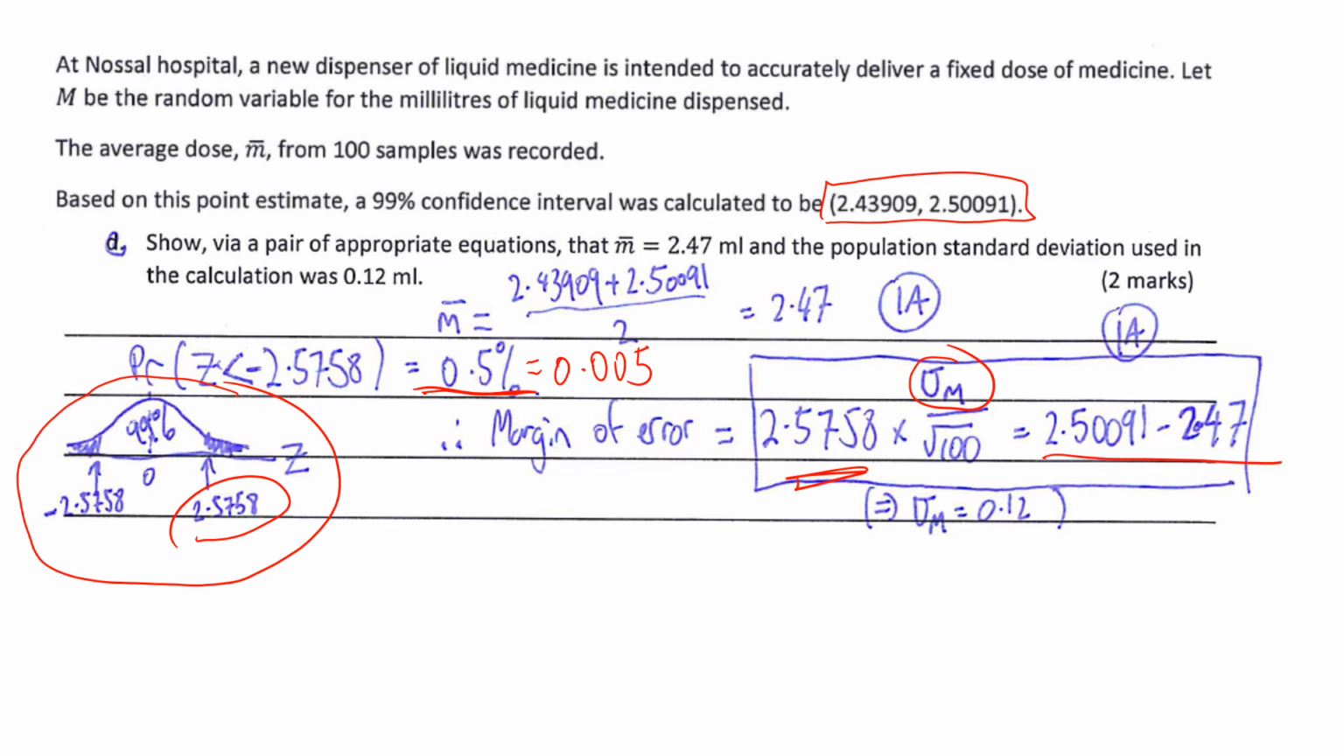And that margin of error is the difference between the center of our confidence interval, which was our x-bar value, and an endpoint. And that's the equation I was looking for in being able to identify what standard deviation they used in this particular calculation.